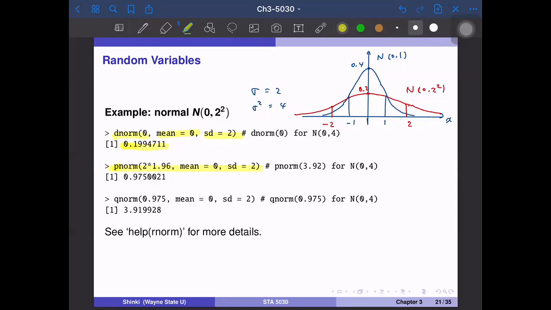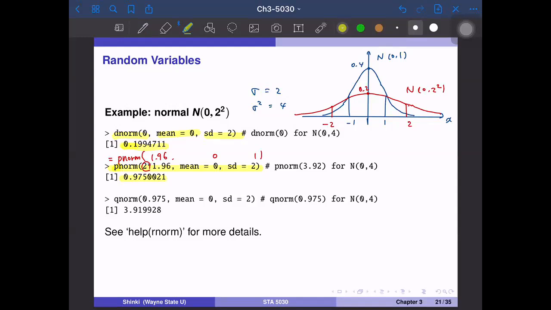And how about the p norm, the probability of 2 times 1.96 with mean 0 and standard deviation 2? Then, okay, this is the same as the p norm of 1.96 with mean 0 and standard deviation 1. Since this is twice as wide, if we multiply by 2, probability should be exactly the same. So as seen in the previous slide, we get 97.5%.